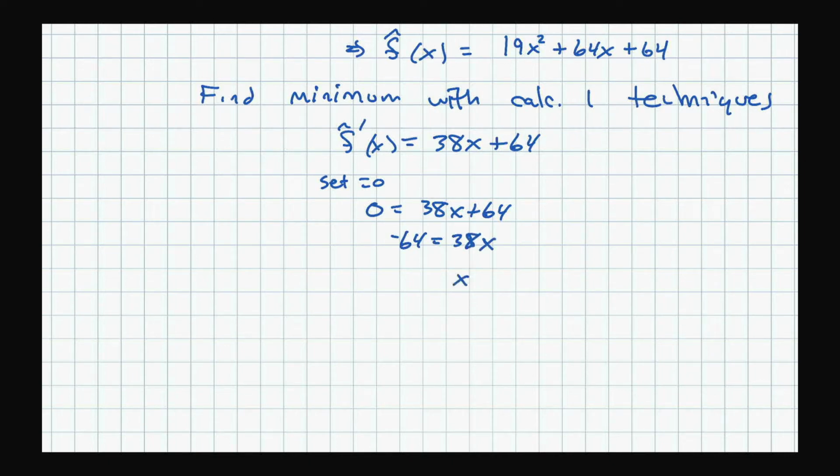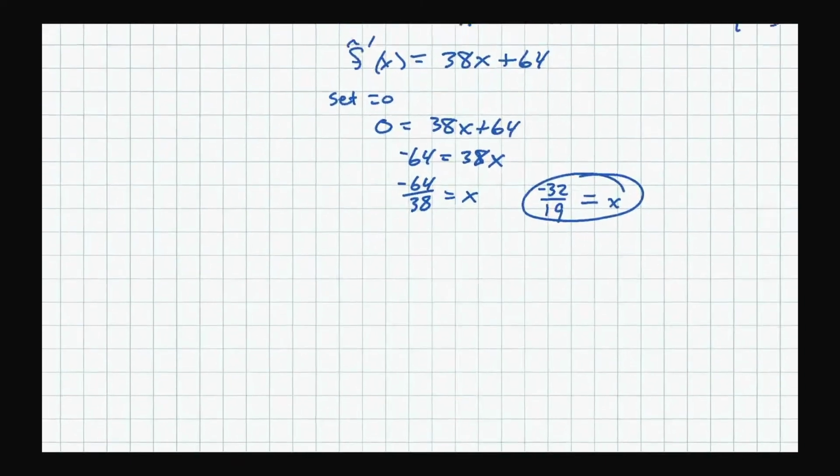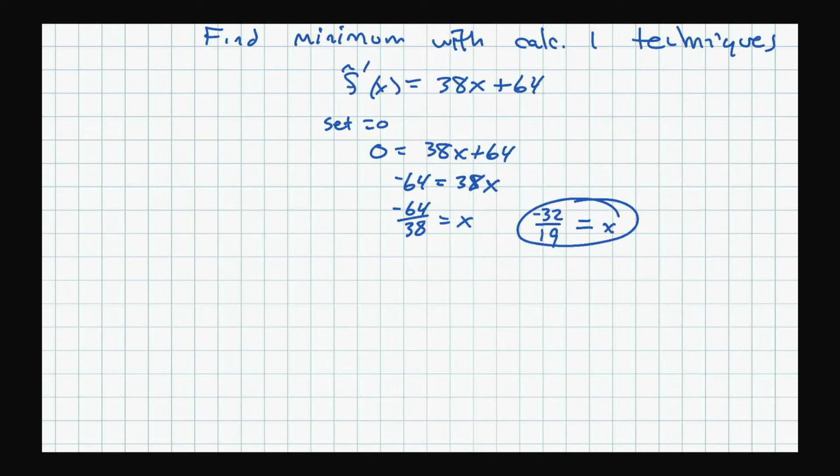Divide by 38. X is negative 64 over 38. I guess you can do negative 32 over 19. And you get that x value. Okay, and that's a critical point. You could double check using the second derivative test or the first derivative test.